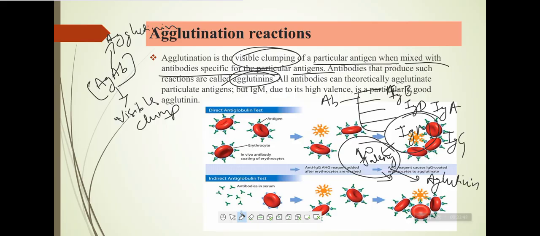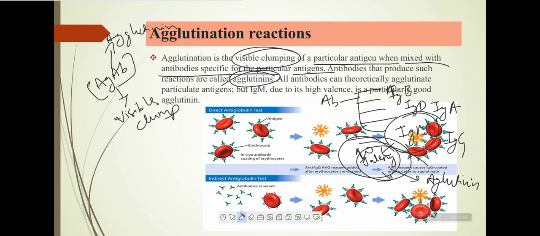More valency means more antigen can come and bind. So when more antigen binds with the antibody, the agglutination reaction or visible clump is formed more clearly. So this reaction is a very good reaction with IgM. Okay.